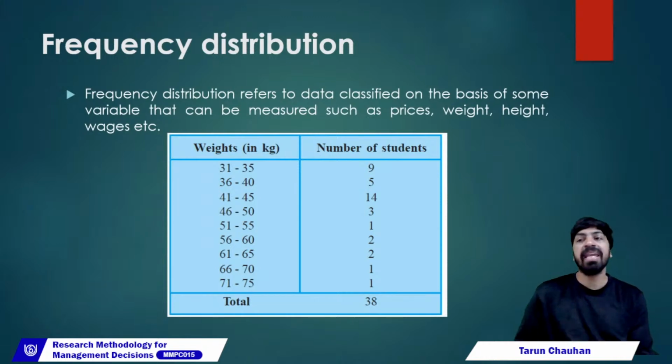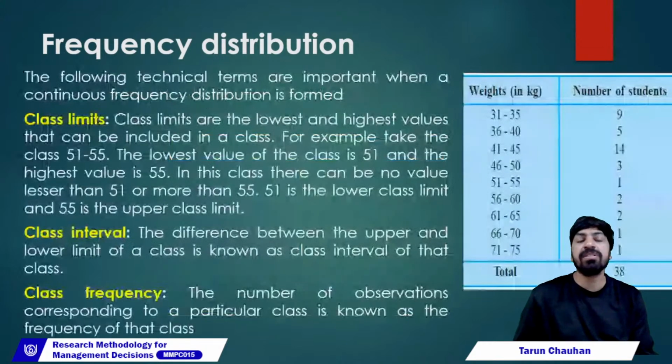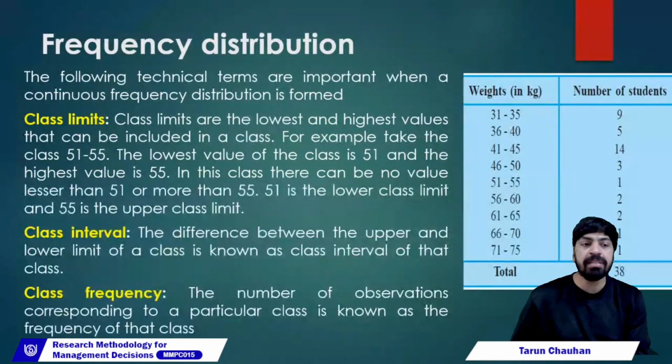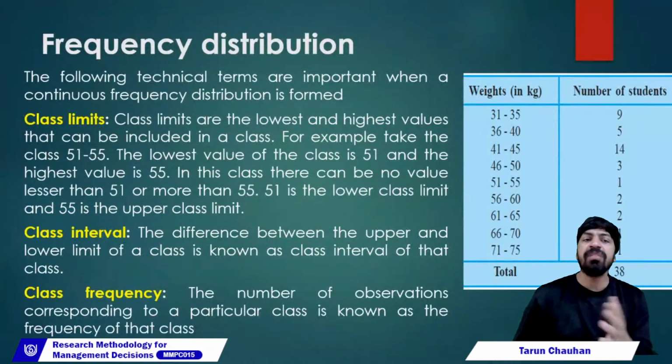This is the main concept, that is a frequency distribution. Under the frequency distribution, there are three technical terms: the class limits, class interval, and the class frequency. When we talk about the class limits, it refers to the lowest and the highest values which are included in the class.